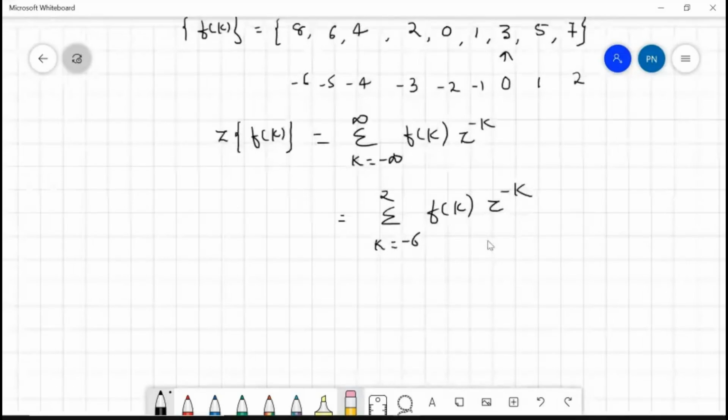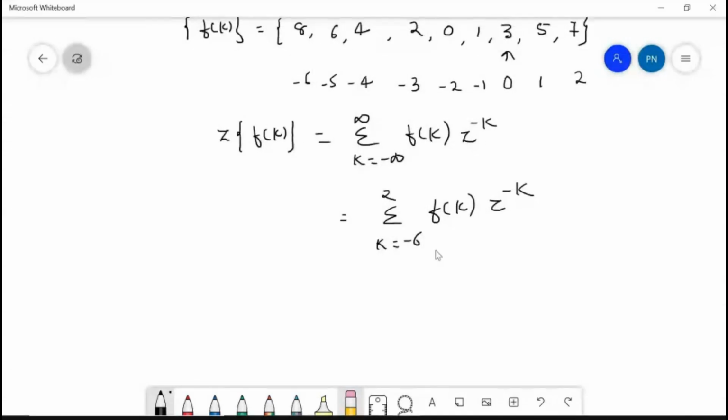First we have to write for the value of k equal to -6. When k takes the value -6, f of k is equal to 8. So here 8 into z raised to minus of -6. Corresponding to this -6, the value given in the sequence for f of k is 8. So in place of f of k we write 8, and in place of k we write -6. Next, k takes the value -5, and the function value given is 6. So 6 into z raised to minus of -5.